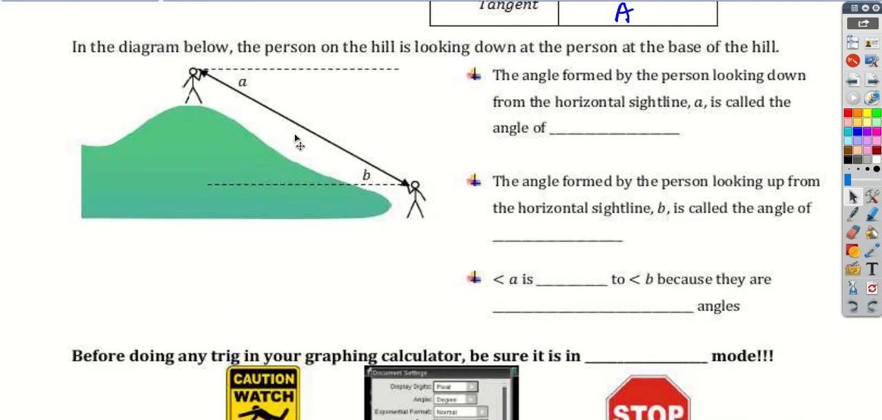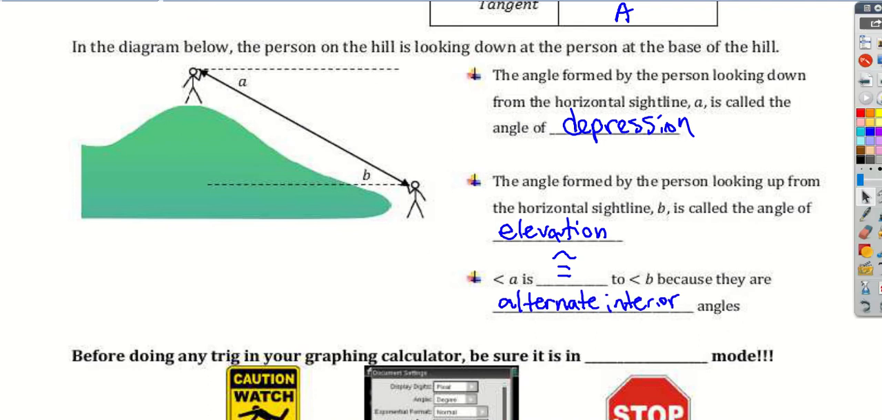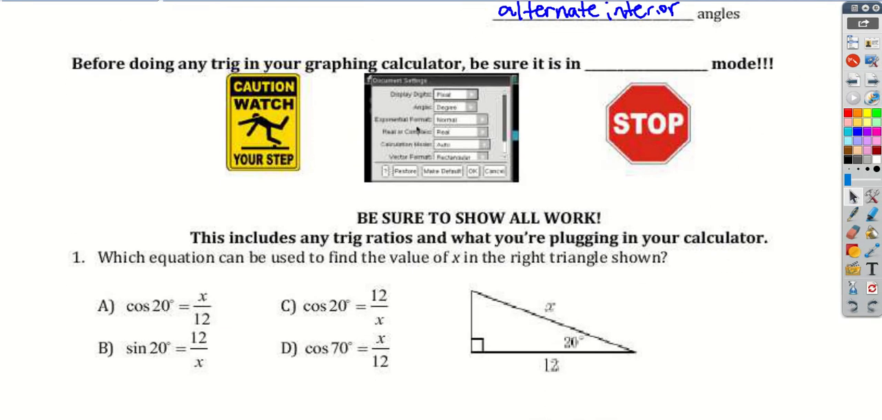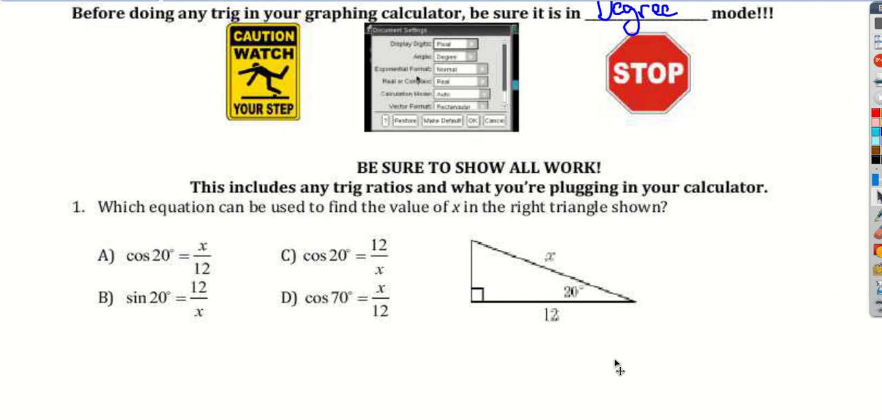And the second one, the diagram has a person on the top of the hill, person on the bottom. The person at the top looking out and then having to look down at the person on the bottom is creating the angle of depression. If you're at the bottom of the hill and looking up to the person at the top, that's the angle of elevation. These two angles, remember, are forming the Z here, so they're congruent because they're alternate interior angles. And then remember that anytime you want to use the calculator for trig, make sure you're in degree mode. It'll say DEG up in the top corner here for our calculator.